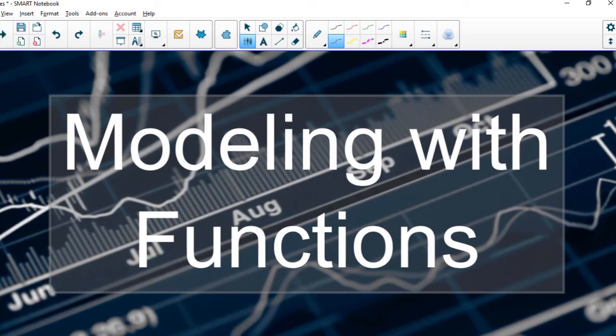Let's talk about modeling with functions. This is probably one of the most important things that you could get out of an algebra class because it's where we actually use algebra, we use math to model real world problems.